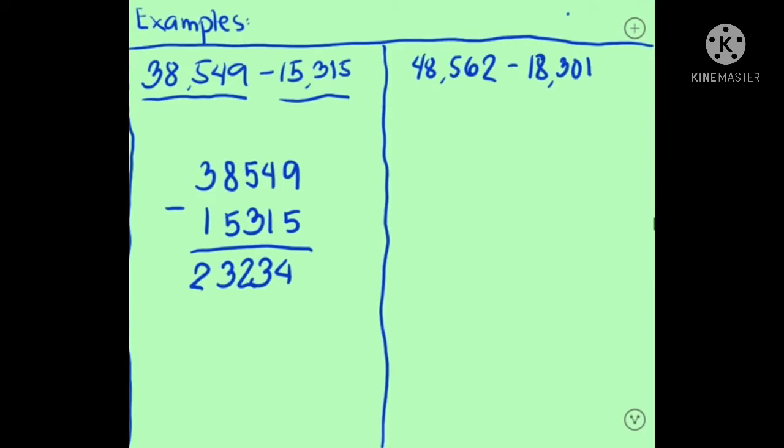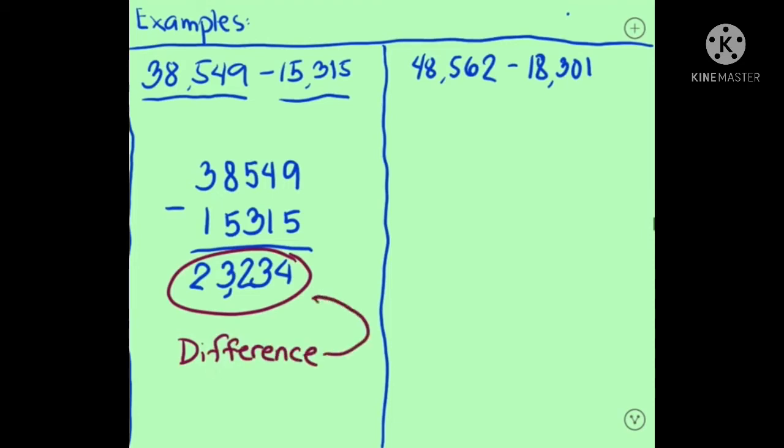Where do I put my comma? In between 3 and 2. Correct. So I will put it here. So this is now our final answer. What do you call the final answer in a subtraction process? Good job. That is the difference. So this is now our difference. Okay? Okay, let's proceed to the second one.